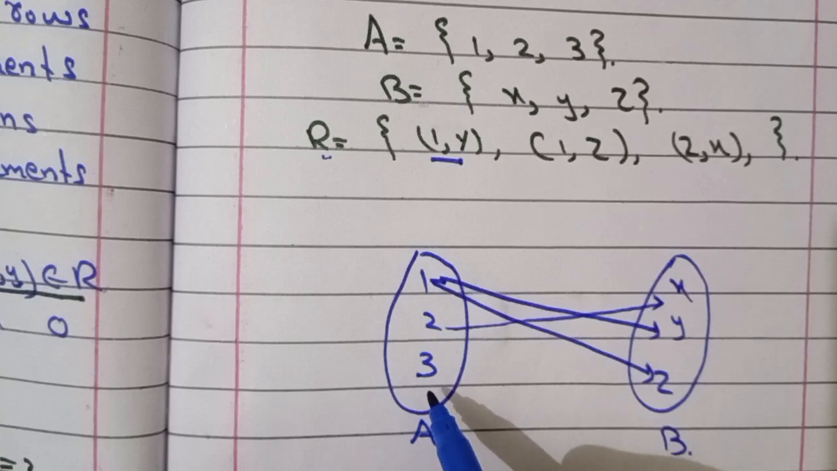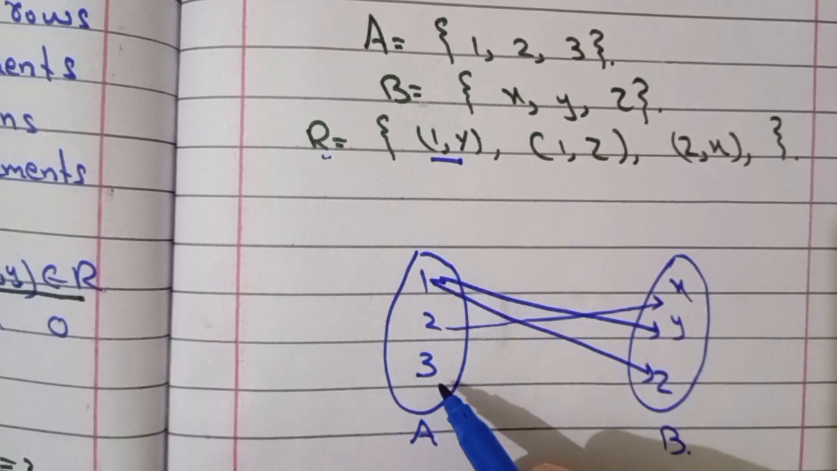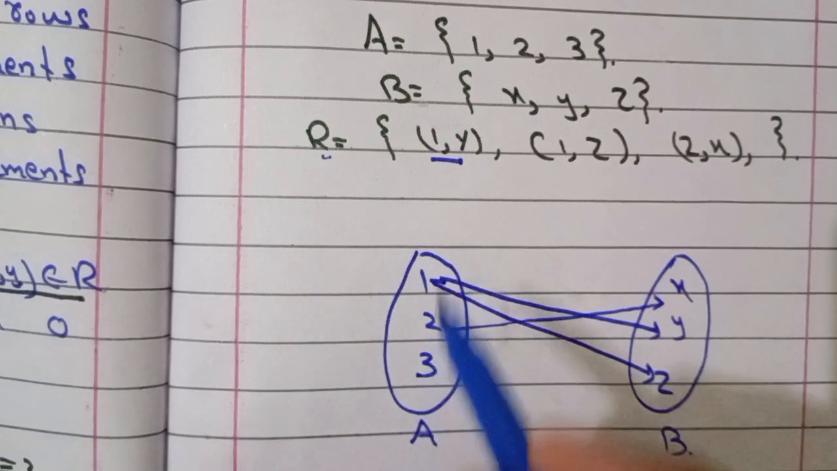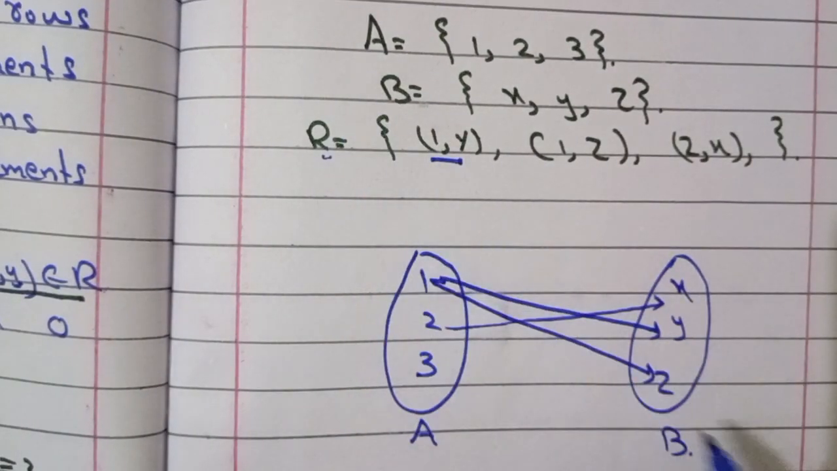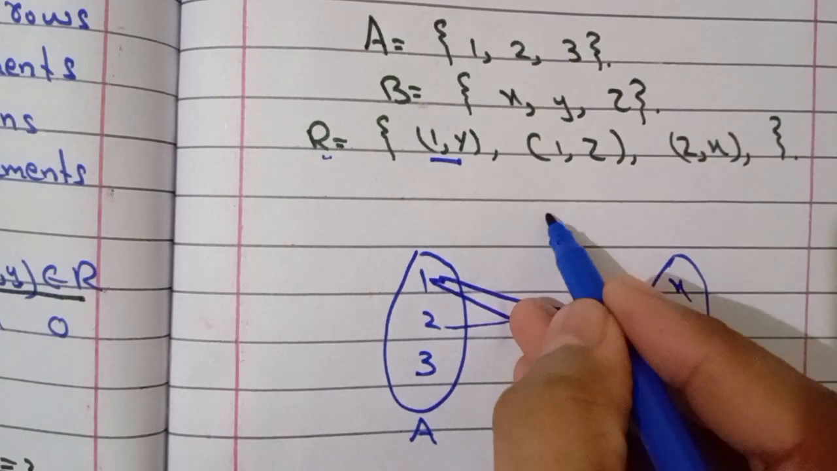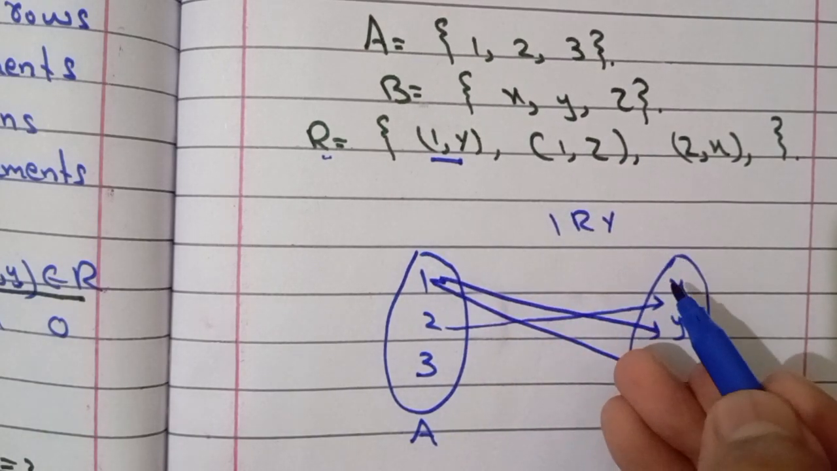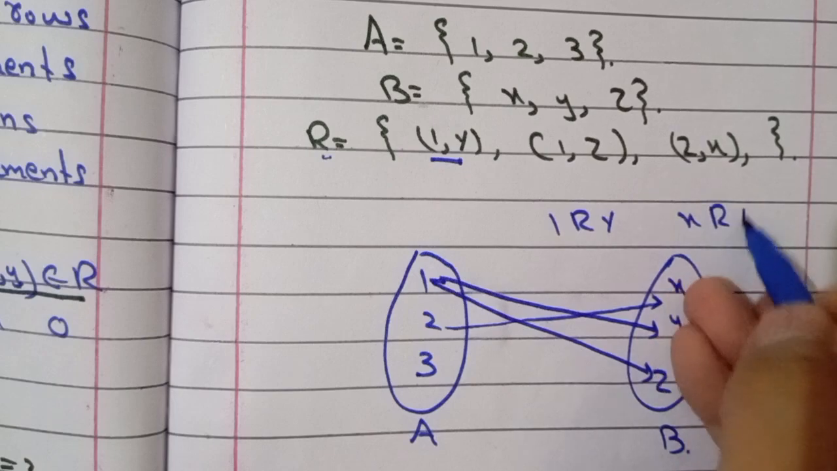But 3 has no ordered pair in the relation R, so we cannot draw any arrow for 3. So this is how we can represent a relation R between two sets using arrow diagrams. We use an arrow for 1 related to y, meaning x related to y.